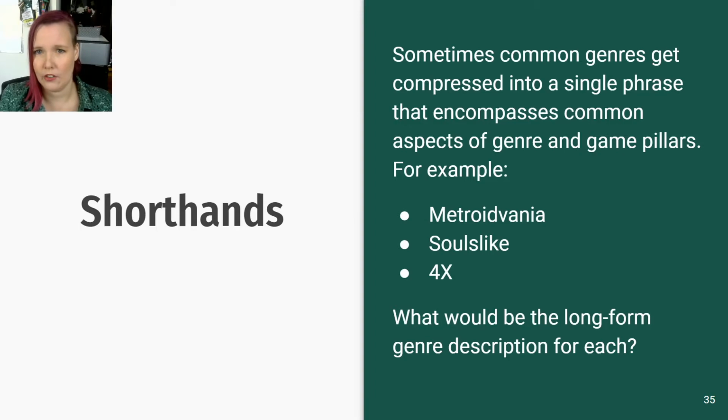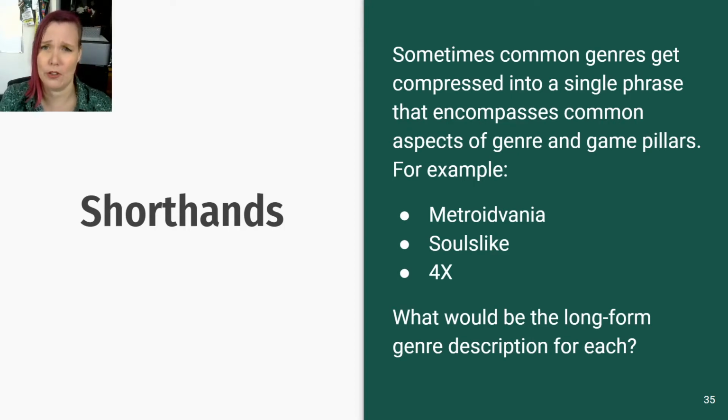We also use shorthands, right? So sometimes common genres get compressed into a single phrase that combines both its genre and usually its game pillars, or some of the core game loops, the mechanics that you're doing in the game. So you might hear words like Metroidvania or Souls-like or 4X, and those have long form descriptions that are understood by their audience, although there are things that you could argue about within each of those, about whether it falls in the genre or not.